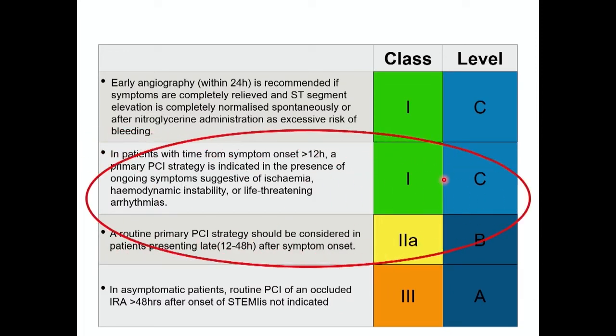In the latest ESC guideline, for patients with time from symptom onset of more than 12 hours, a primary PCI strategy is indicated in the presence of ongoing symptoms, hemodynamic instability or life-threatening arrhythmias. So all these patients should have angio and angioplasty. After 12 hours there's no point giving thrombolysis, because the large thrombus burden cannot be dissolved with thrombolysis, so you have to do primary PCI. For a patient coming late with ongoing chest pain, you have to do this.